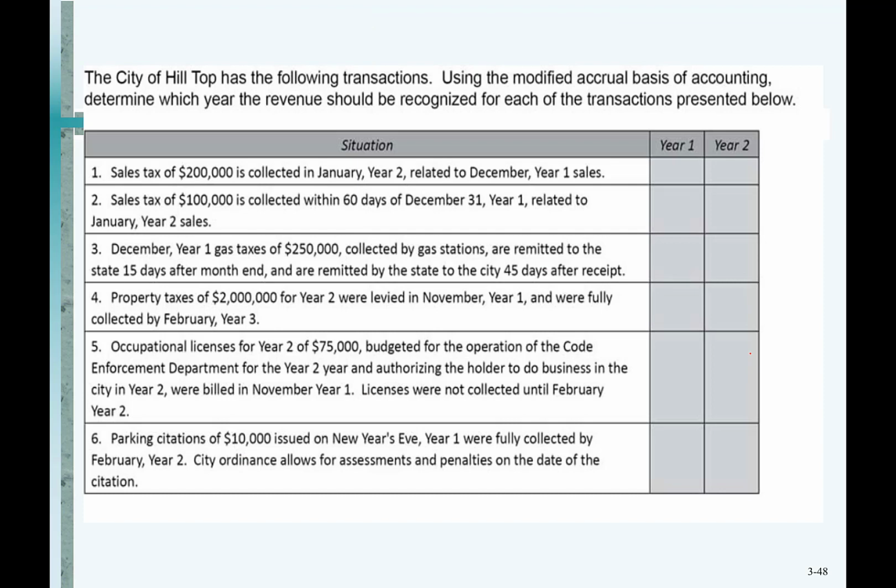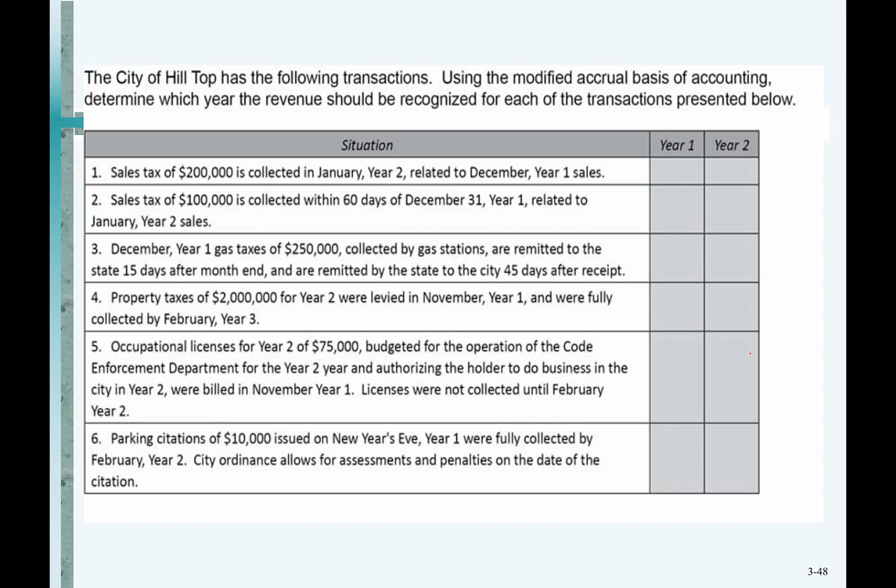Okay, good. Let's take a look at this question. See if we can figure out if this money falls in year 1 or year 2. The city of Hilltop has the following transaction using modified accrual basis of accounting. So they're holding us to modified accrual here, aren't they? Which year should the revenues be recognized?